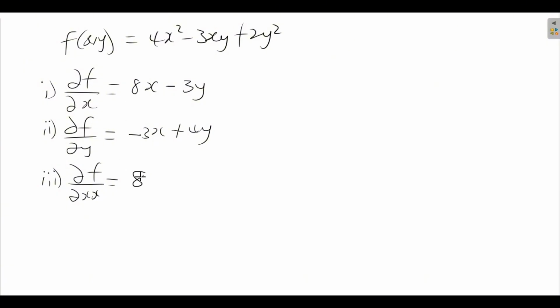Now this is going to give us 8. Of course, when we differentiate this with respect to x, we are getting 8. On this side, we'll get 0 because y is a constant. So we treat y as a constant. So the derivative will be 0.